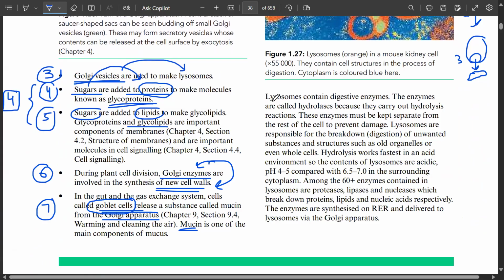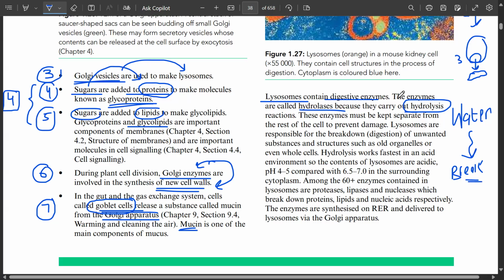Now, let's read it out. Lysosomes contain digestive enzymes, and the enzymes are called hydrolases. Can you tell me what is the meaning of hydrolysis? Think. Hydro means what? Water. Lysis, breakdown. Breakdown by the help of water. Remember that it's a very important term. It's going to be used in a lot of chapters.